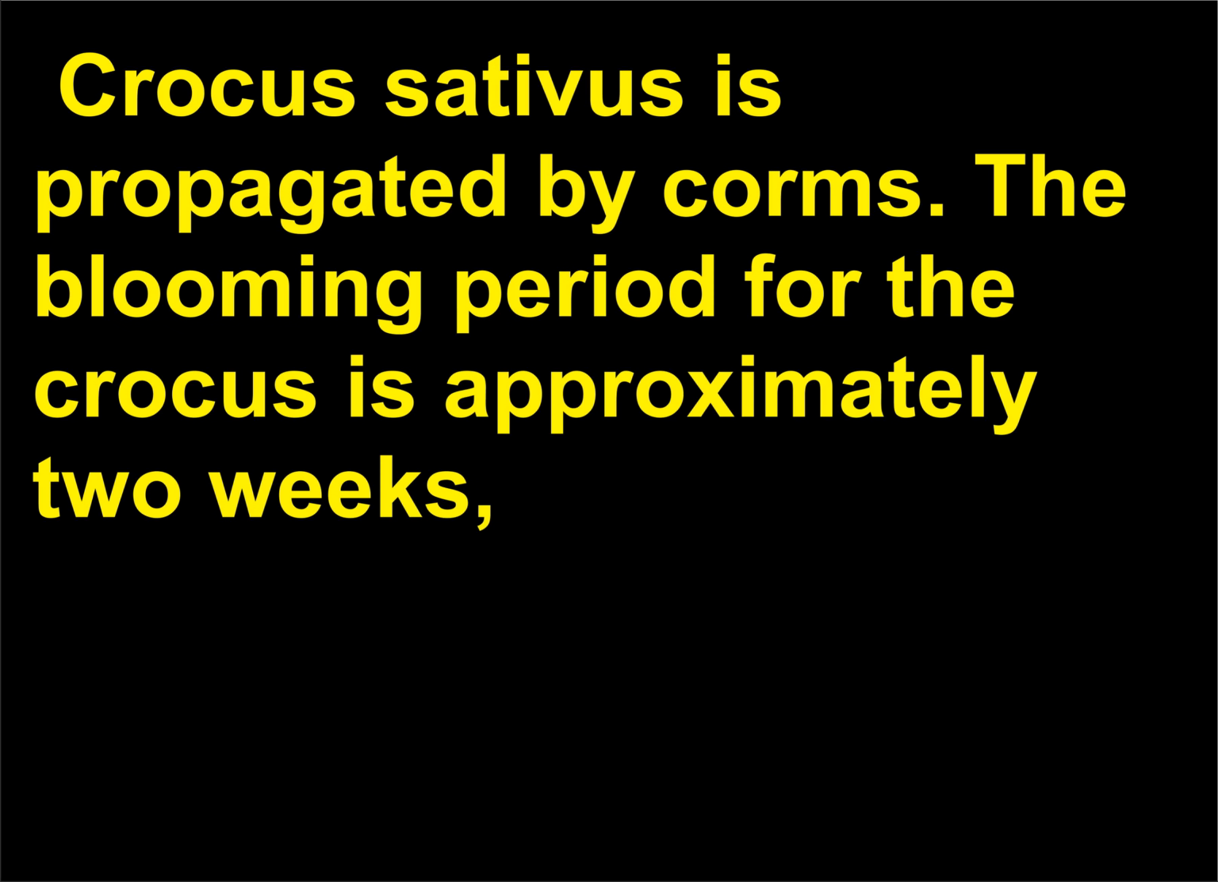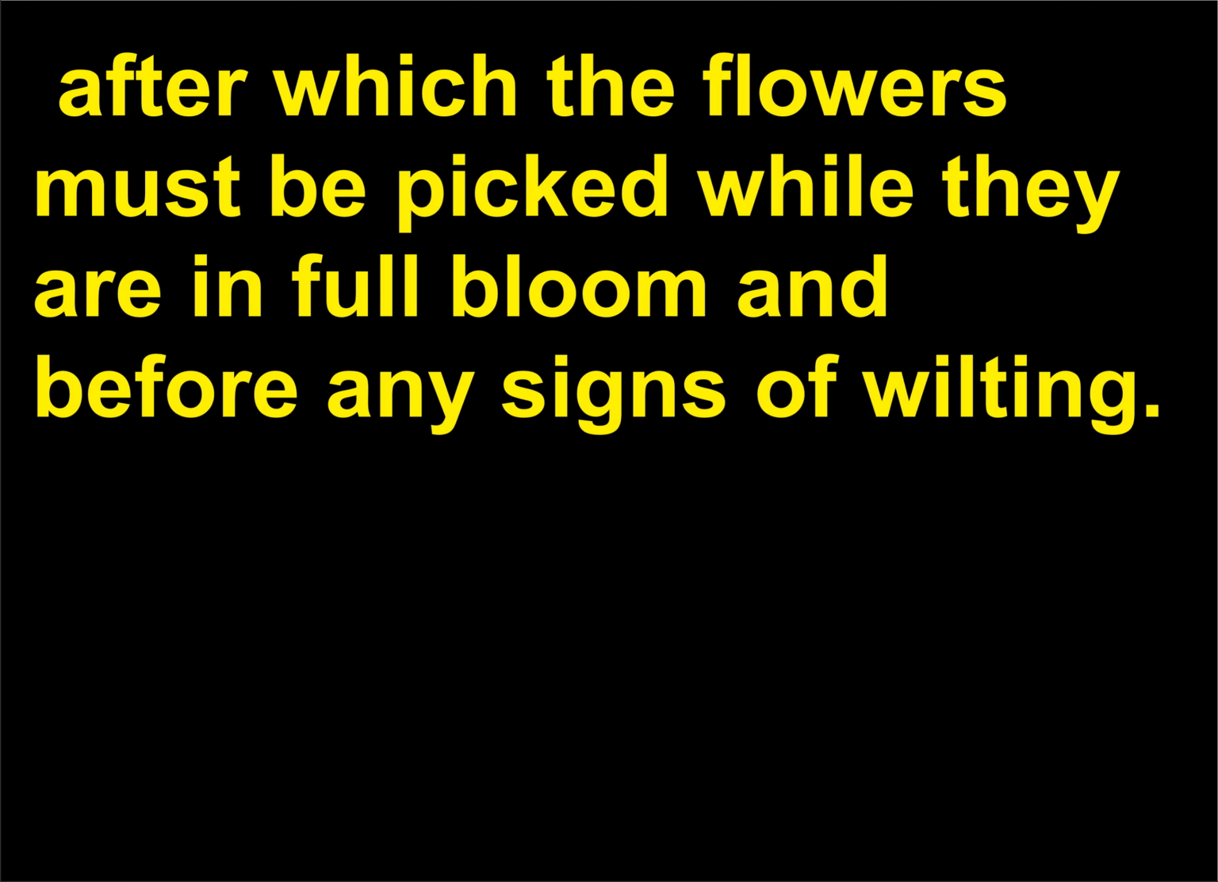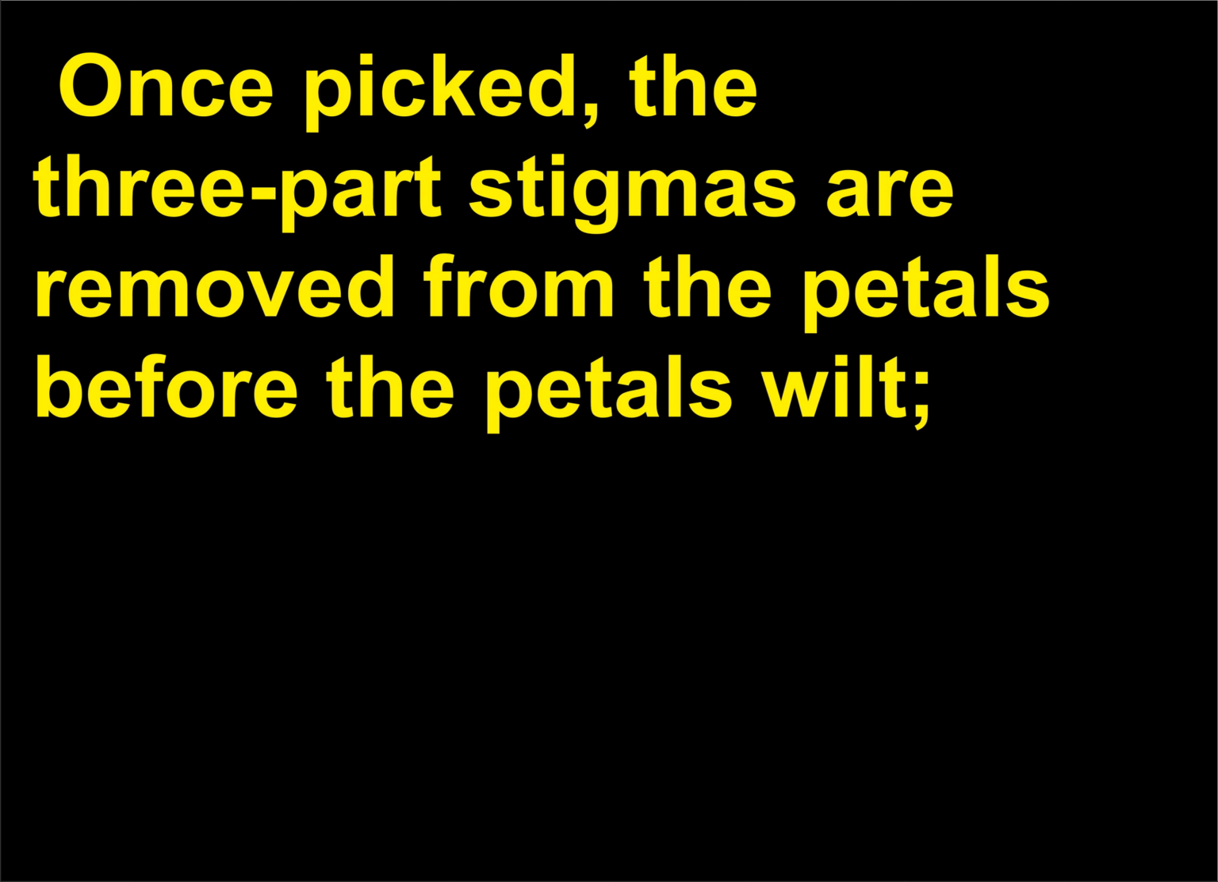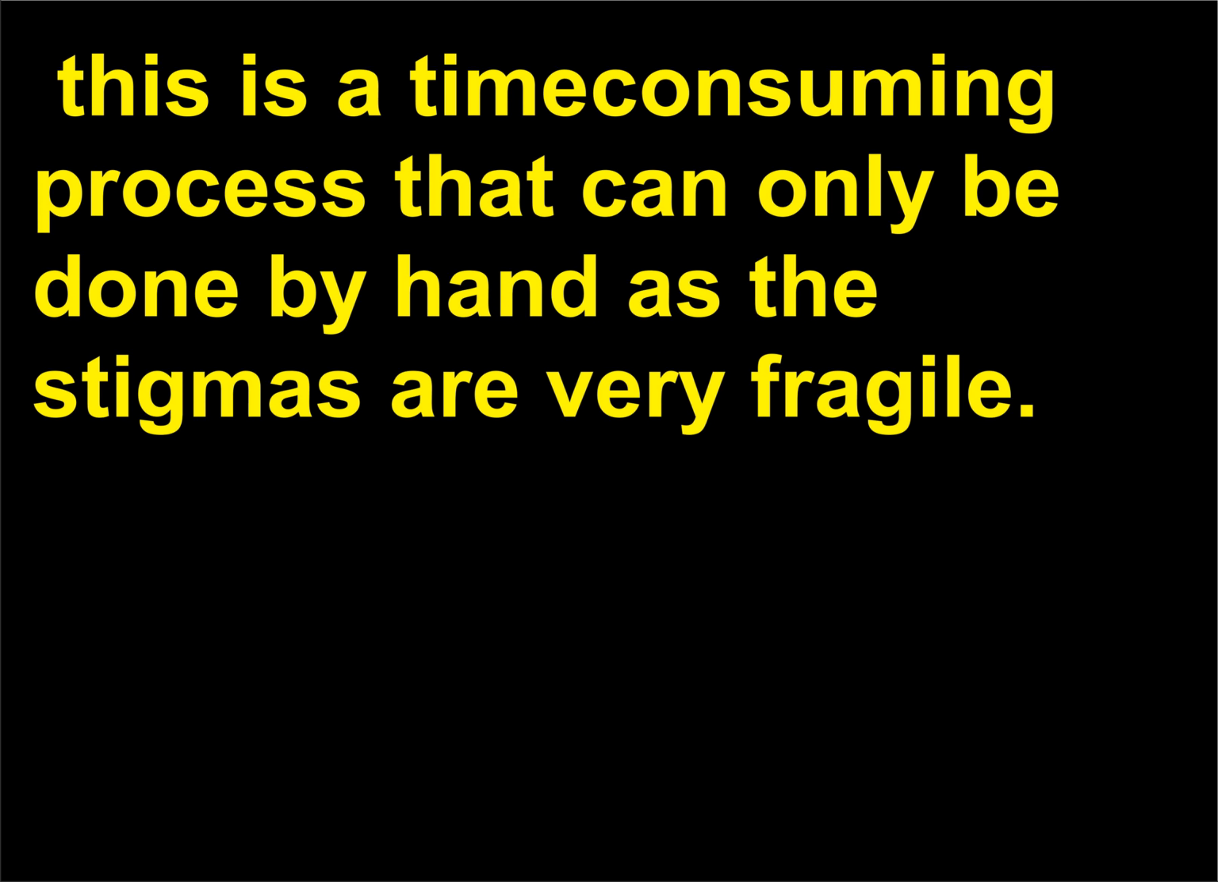Crocus sativus is propagated by corms. The blooming period for the crocus is approximately 2 weeks, after which the flowers must be picked while they are in full bloom and before any signs of wilting. Once picked, the 3-part stigmas are removed from the petals before the petals wilt. This is a time-consuming process that can only be done by hand as the stigmas are very fragile.